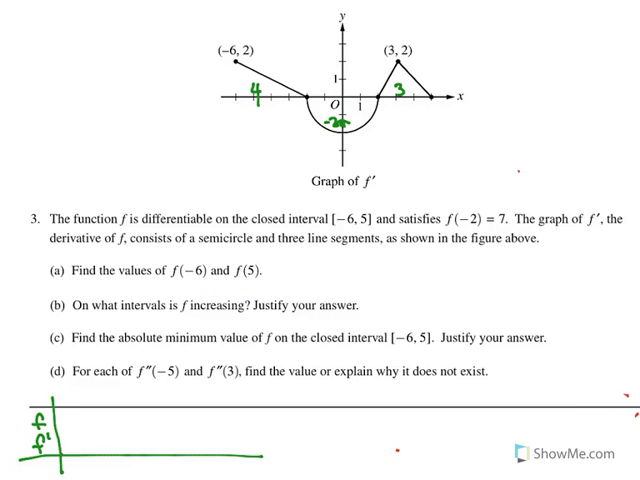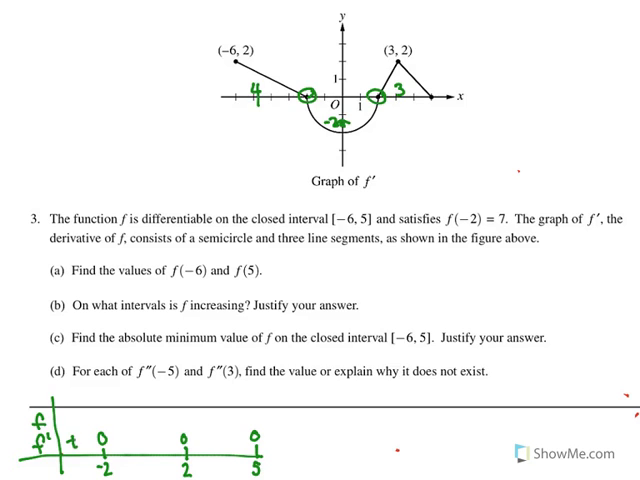When is f prime 0 or undefined? Well, f prime is 0 at -2. You can see right there, this is f prime, it's 0 at -2. It's also 0 at 2, and it is 0 at 2, 3, 4, 5. 0, 0, 0.